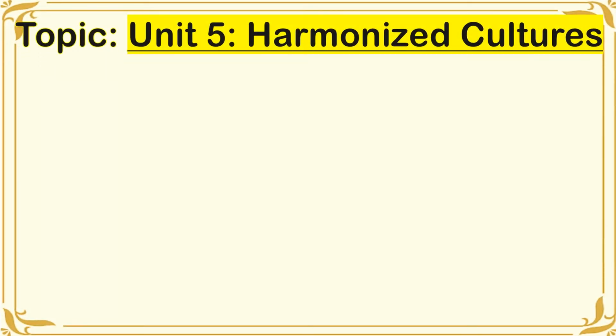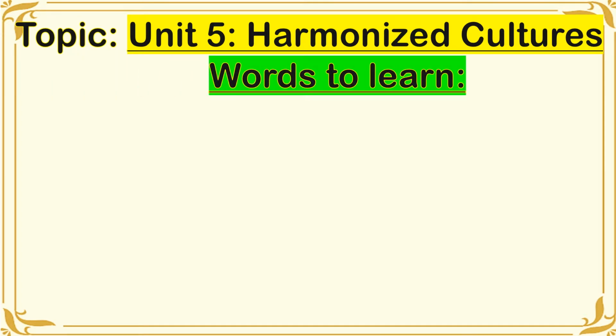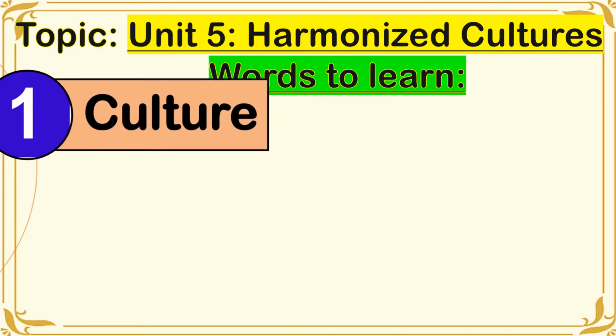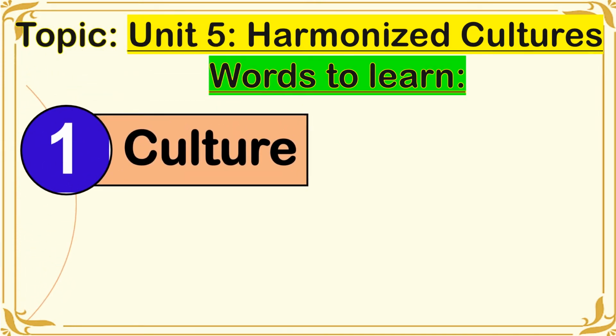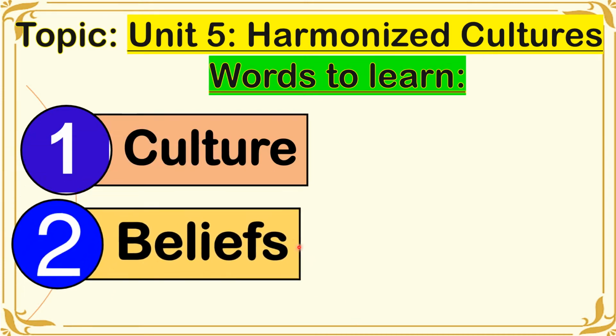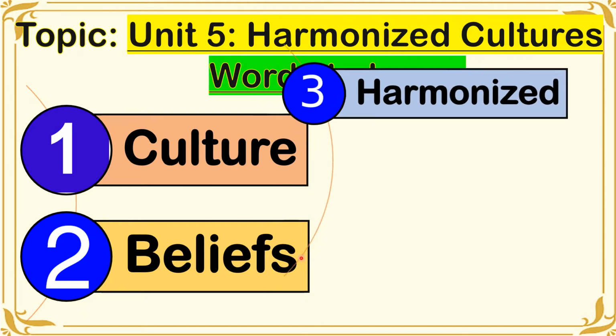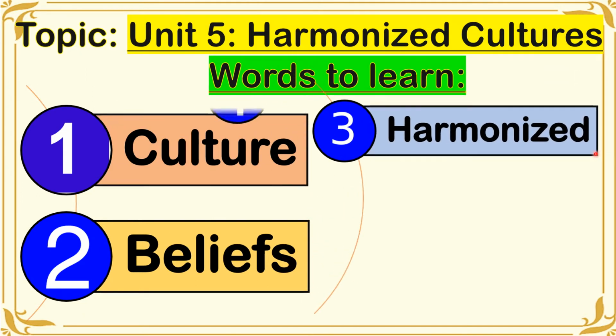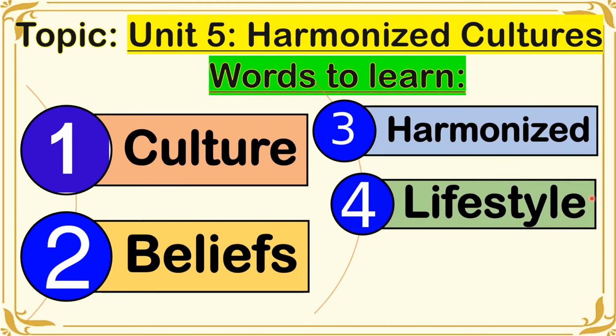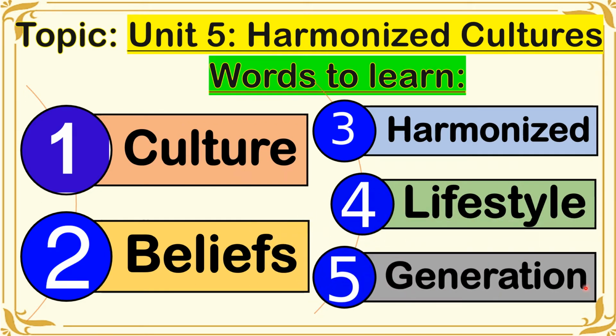Class, the topic for today is about Unit 5, which is harmonized culture. And these are the words to learn that can help us better understand our topic for today. Please repeat after me so you can still practice your reading skills and speaking skills even if you're just at home. Are you ready now? Let's start reading. Number 1, culture. Number 2, beliefs. Number 3, harmonize. Number 4, lifestyle. And number 5, generation.